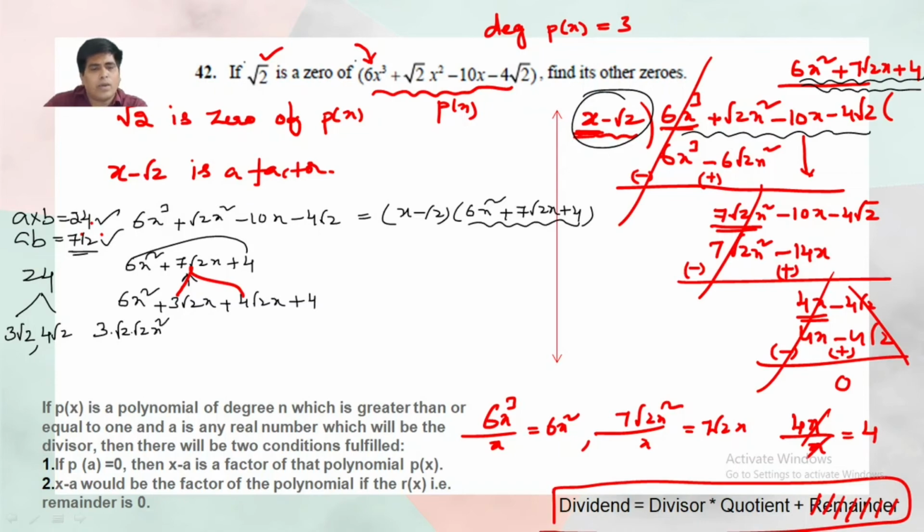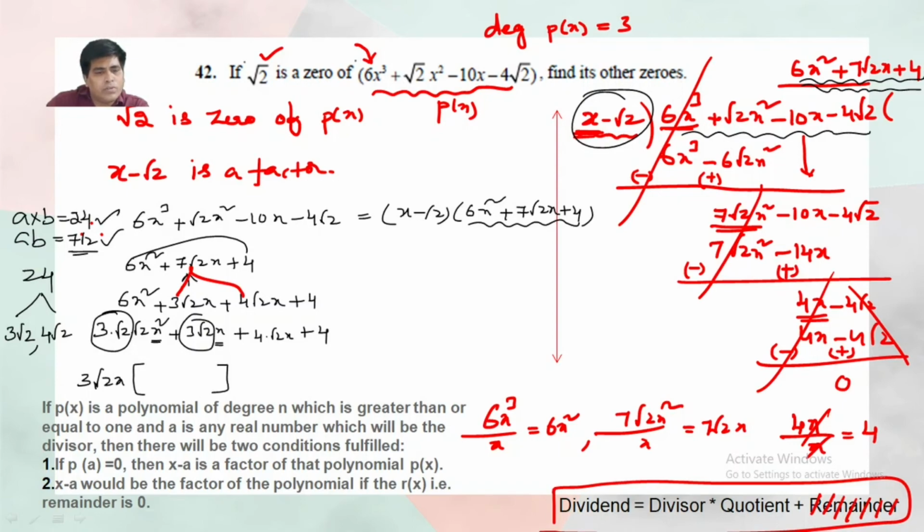That is x square plus 3 root 2 x plus... anyhow, there is no need to take any common here. It is 4 into root 2 into x and 4. So in the first two terms, what can I take common? 3 root 2 I can take common. Here also I have 3 root 2, and here also I have 3 root 2, and with x I have to take common. So 3 root 2 x, if I take it common, what is left out?